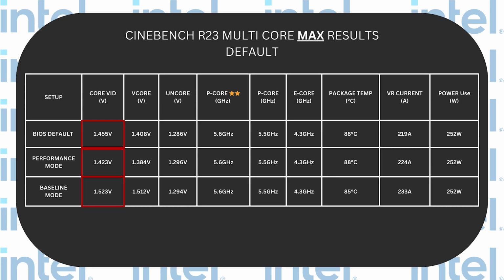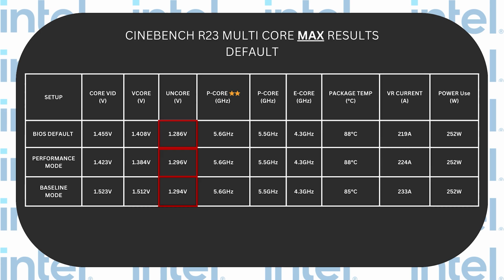Core weight, which is the voltage requested by the CPU, and we see it somehow high across the board, especially with the baseline mode. This is to be expected with the variation of the IA setting, but at the end, that's only the requested voltage. The actual one by the voltage regulator is 1.48 for BIOS default, 1.384 for performance, and 1.512 for baseline, being again the highest one. The uncore voltage is about 1.3 for all setups.